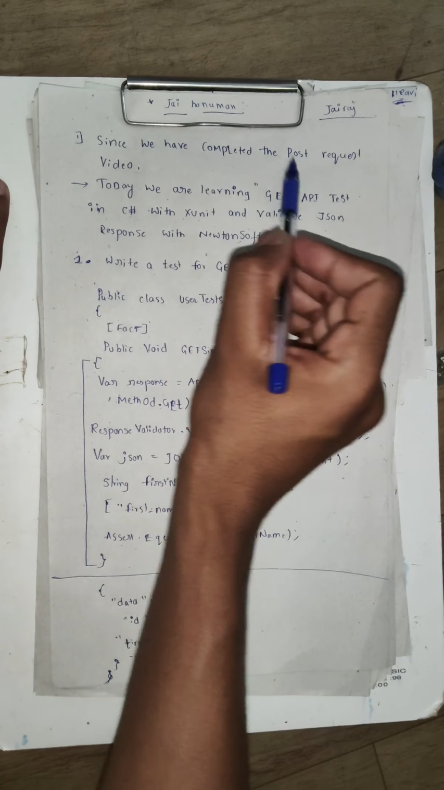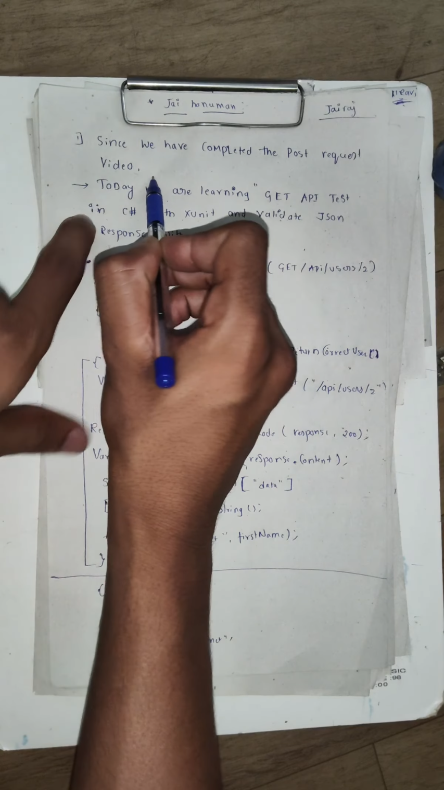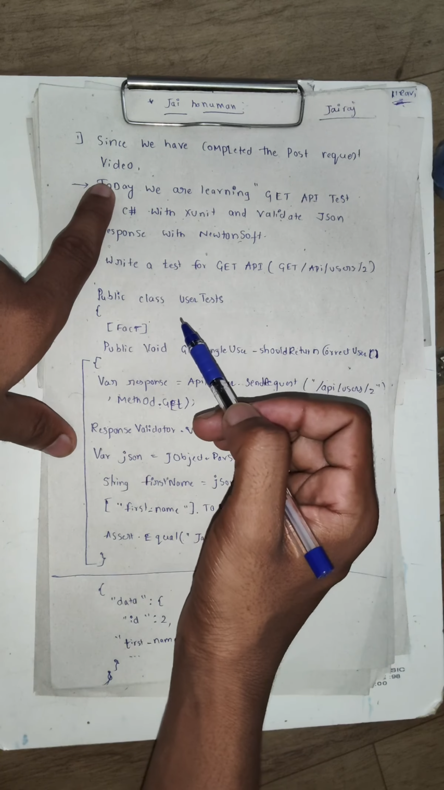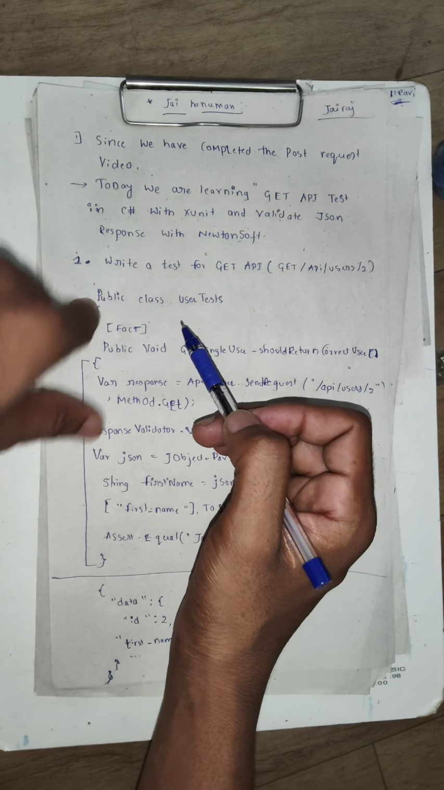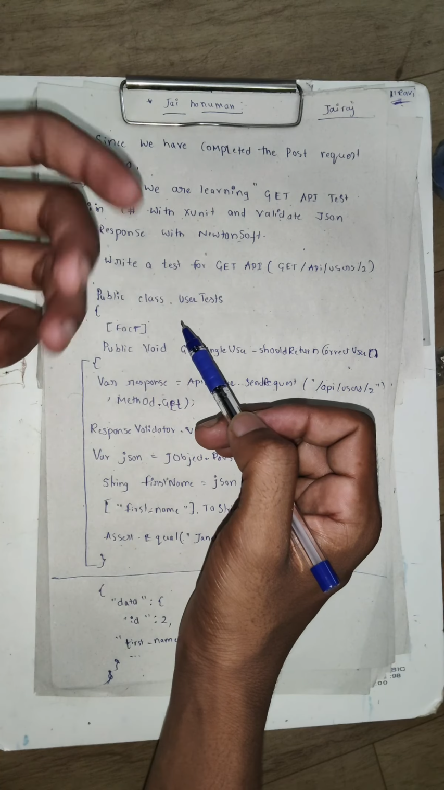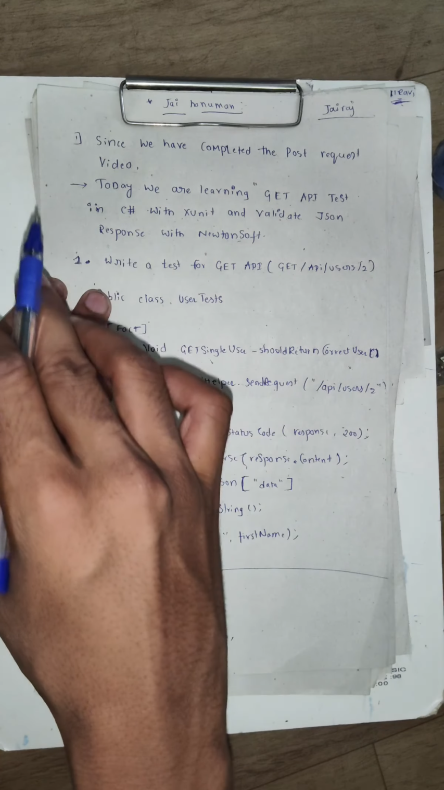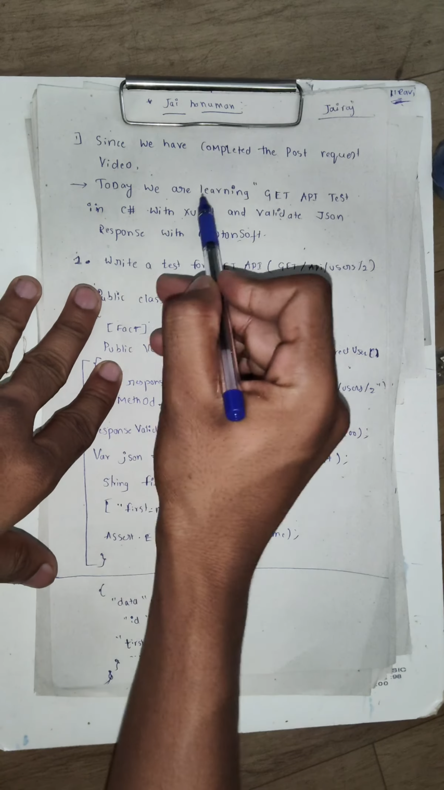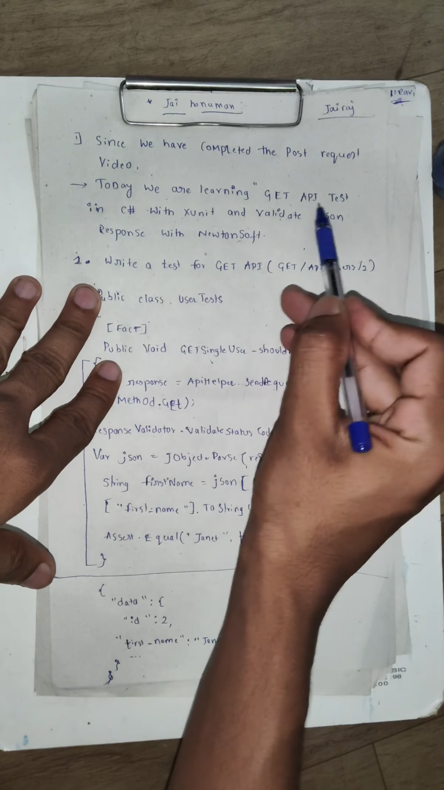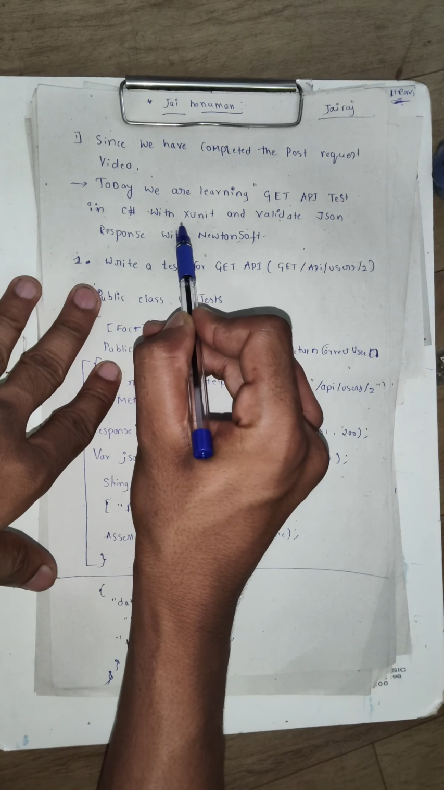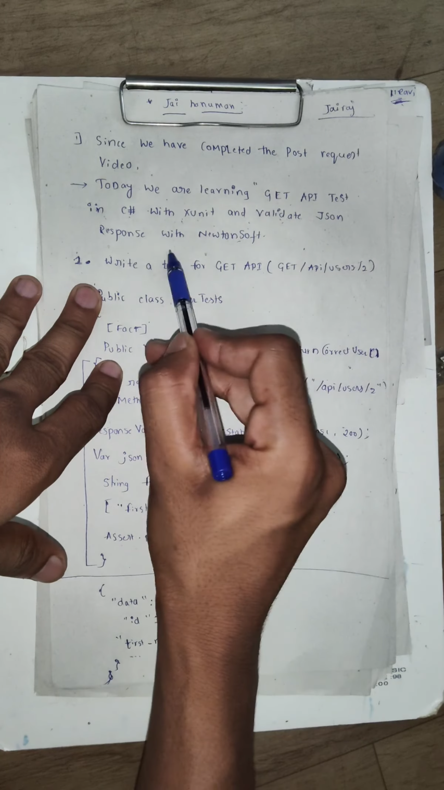Since we have completed the post request video in the last video, we learned some common methods in post request, how to get the response, how to validate, and how to create the common methods. All are covered in the last video. Today we are learning get API test in C# with xUnit and validating the JSON response with Newtonsoft.